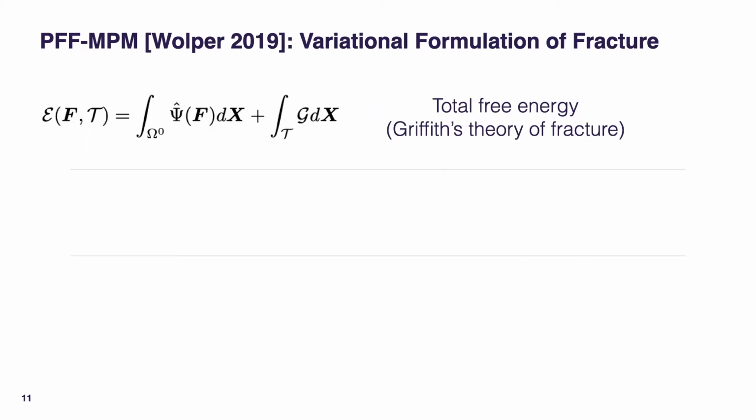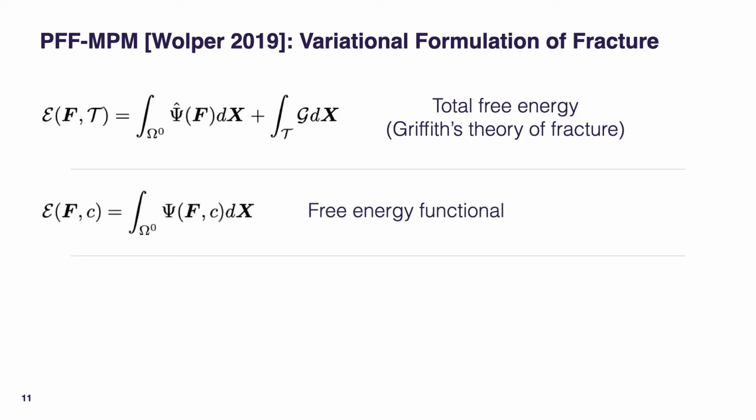So now that you've seen how we track damage on the particles, let's very briefly look at some details about the theory behind PFF-MPM, because we still need a way to update damage on the grid, and we can do this using fracture theory. So we begin with Griffith's theory of fracture, an expression for the total free energy of the material that's defined to be the summation of the elastic potential and the released energy at the crack surface. Here psi hat is a degraded energy density, T is the internal crack surface, and G is the critical energy release rate due to fracture.